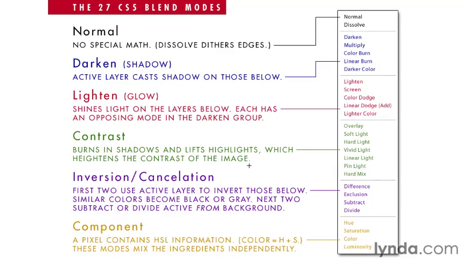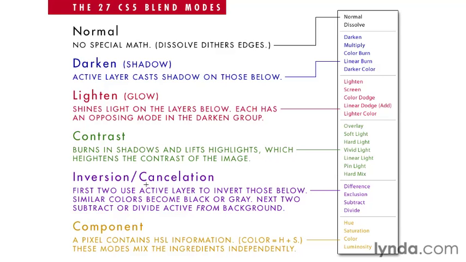Next, we drop down to this sort of grab bag of modes right there. They used to be the inversion modes, back when it was just difference and exclusion, because they're related to each other. But then in CS5, Adobe threw in subtract and divide, and they don't really belong here, but you might think of them as being cancellation modes.